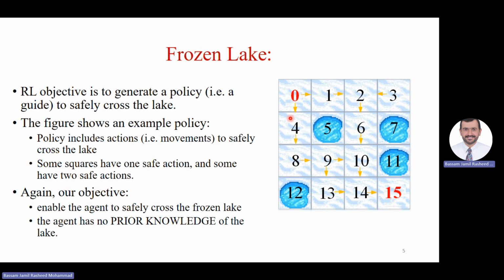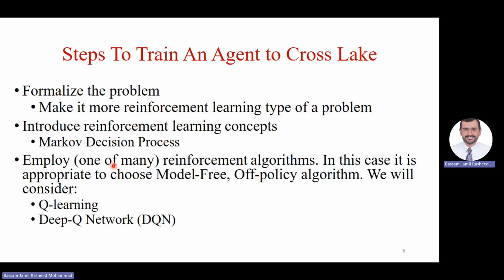So you can see these arrows represent an optimum policy, and this is where we want to get. We want to get to these arrows, these directions, and to get to this policy, clearly we need to run one of the model-free reinforcement learning algorithms. So the policy includes actions to safely cross the lake. Some squares have one safe action, like square 4 here, and some have 2 safe actions, like for example 9. You can go to square 10, or you can go to square 13. We have numbered these squares, by the way, so we can easily refer to them. Again, our objective is to enable the agent to safely cross the frozen lake. The agent has no prior knowledge of the lake.